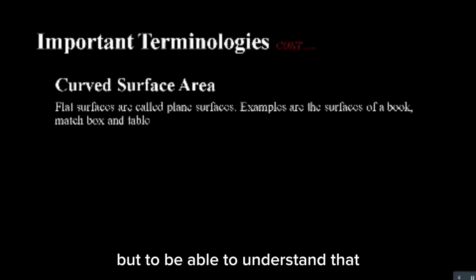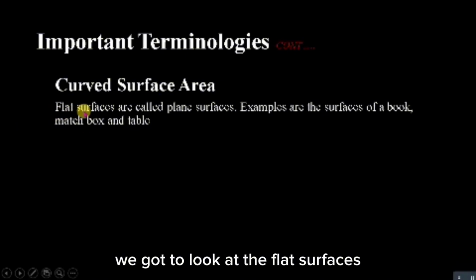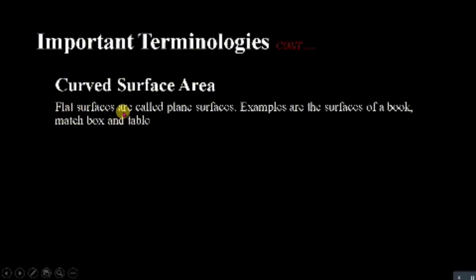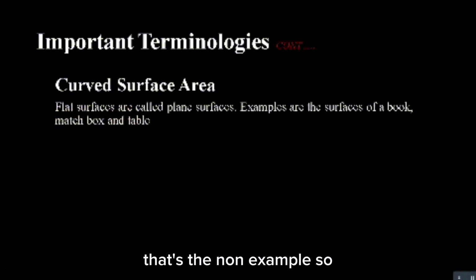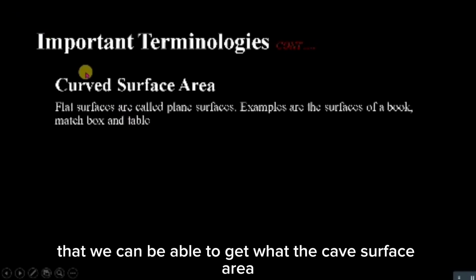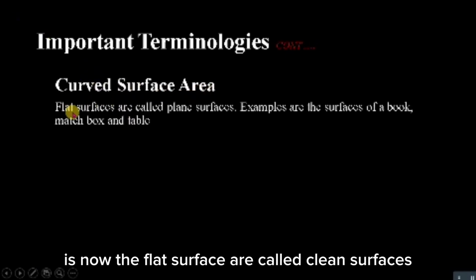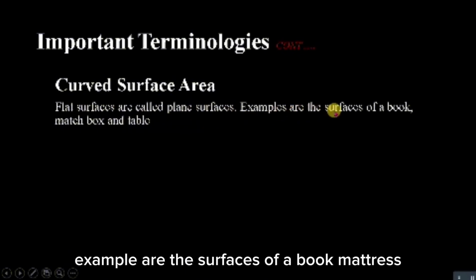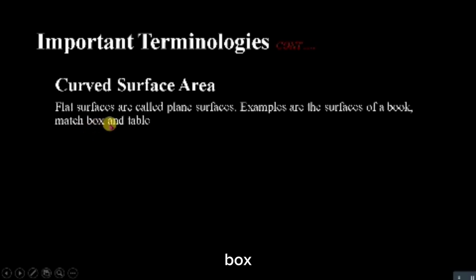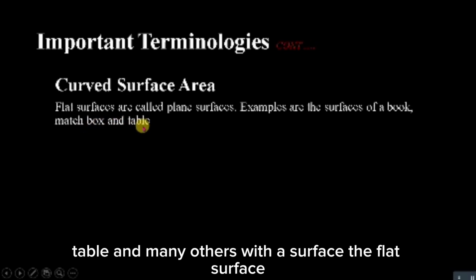But to be able to understand that, we have to look at the flat surfaces. That's the non-example, so that we can get what the curved surface area is. Now, the flat surfaces are called plane surfaces. Examples are the surfaces of a book, matches, box, table, and many others. So, the flat surface.